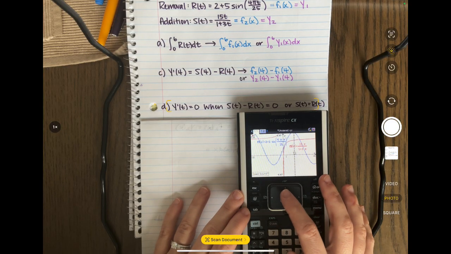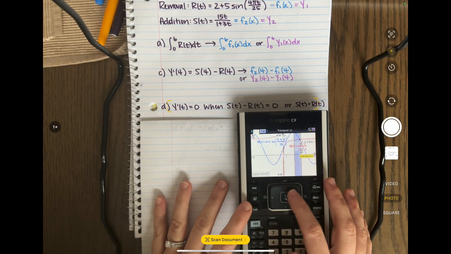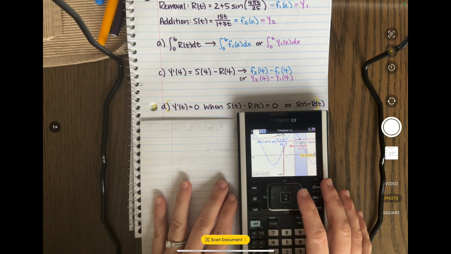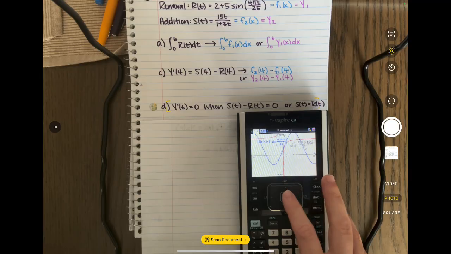Oh, where'd you go? I've never seen it do this. Okay, let's see what happens. Okay, I don't know why it is blinking at me, but I did find my point of intersection. So here it is. It's at 5.1179.